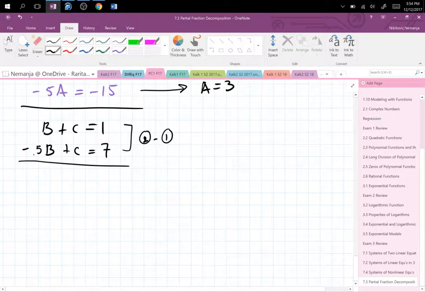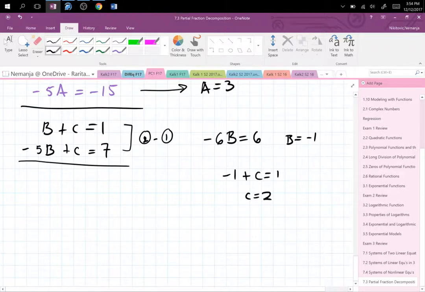Minus 5b minus b is negative 6b. C is gone, and 7 minus 1 is 6. So b is negative 1. Yay! B plus c has to equal 1. So c better be 2. So c equals 2. There they are.